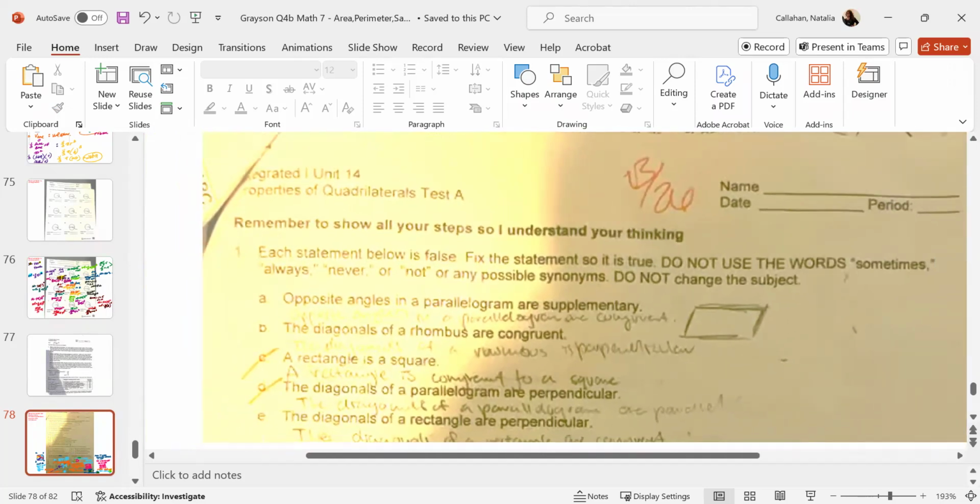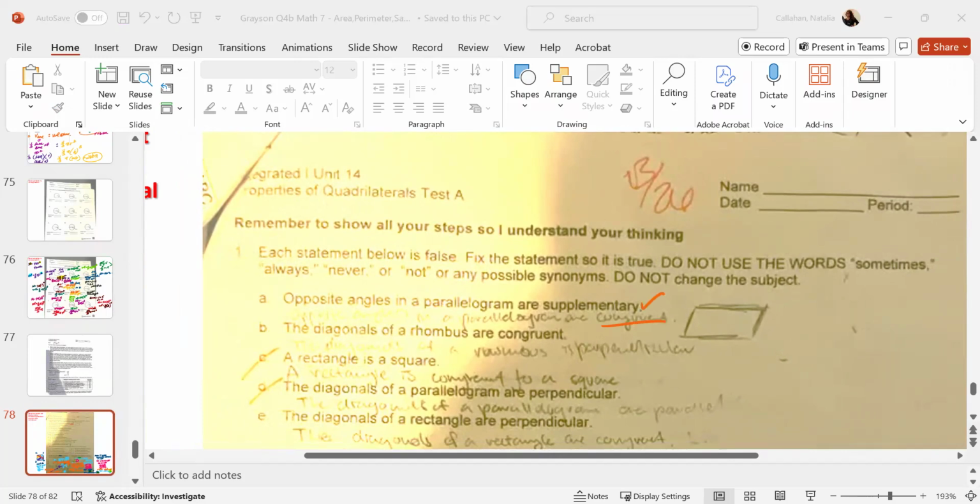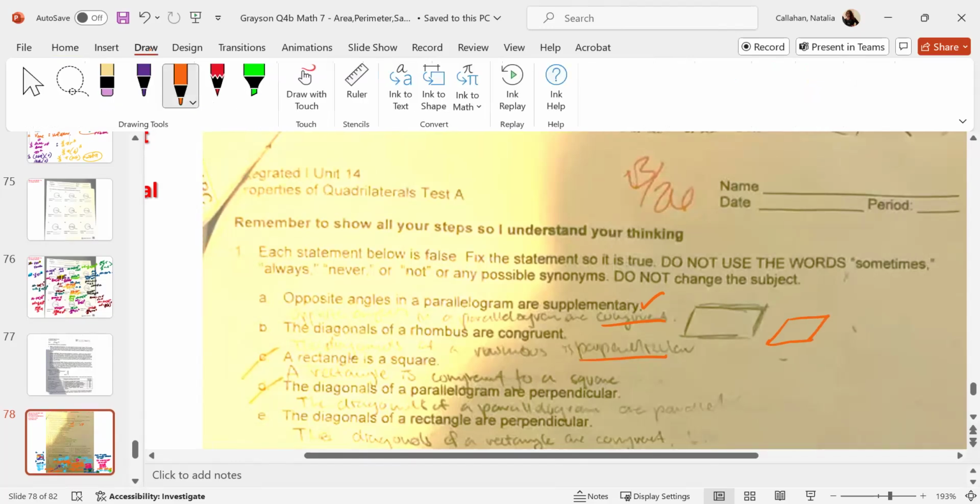Opposite angles in a parallelogram are supplementary. You said it's congruent, so that's good. Okay. The diagonals of a rhombus are congruent, are perpendicular. That's good, because if you draw a picture of this rhombus, correct? So then if you just draw the diagonals of it, you'll see that they create 90 degrees. So good.